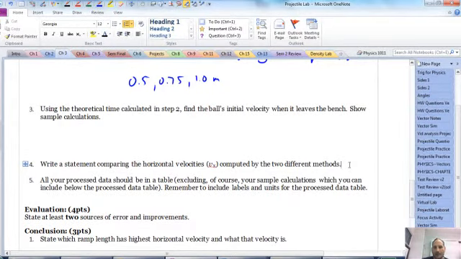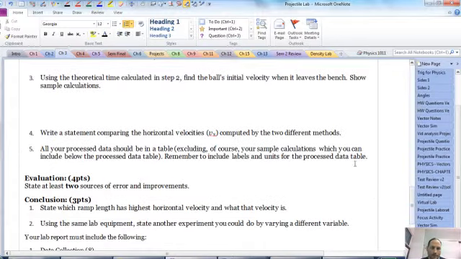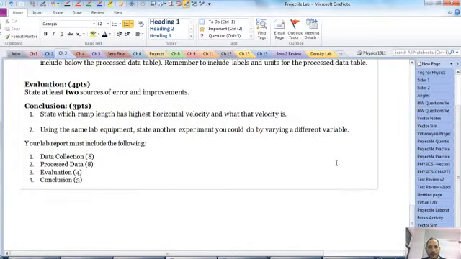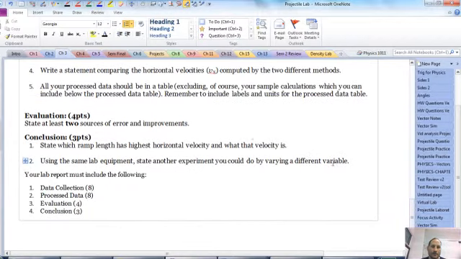For here, write a statement comparing the two different velocities. Basically, you can just say something about they're different. Maybe you say, we expect the value measured by hand to include a lot of error, and the calculated value to be more accurate. Okay, nothing too complicated. And then you have your data. Everything on there should be clear. You should know how to make a data table.